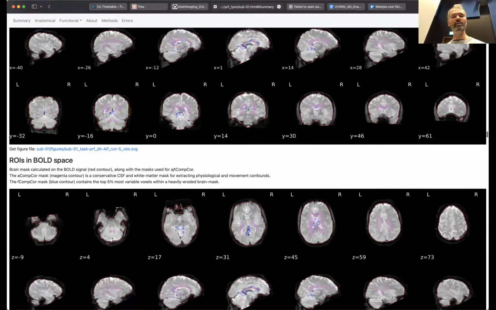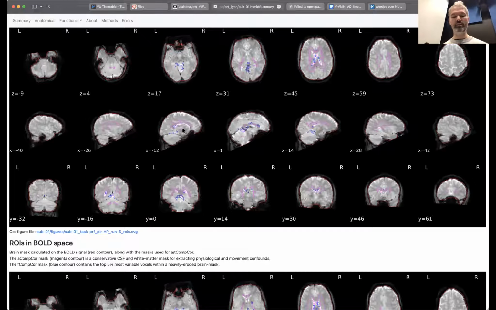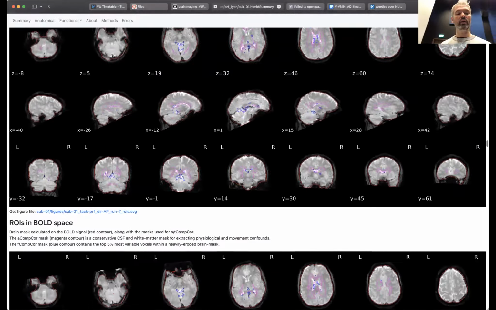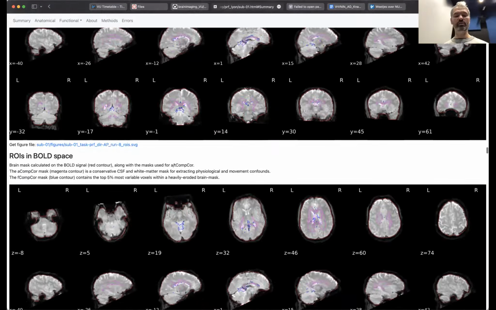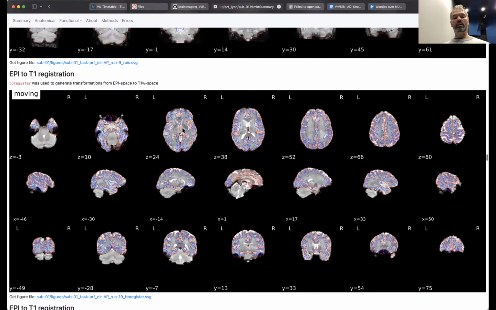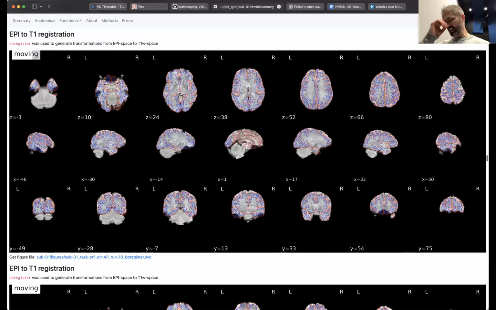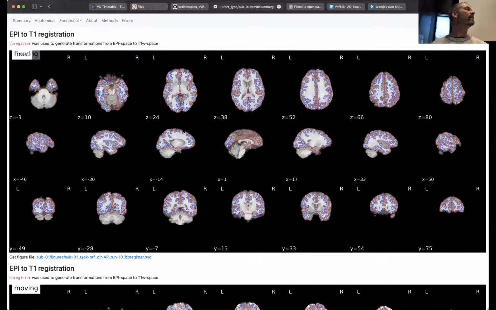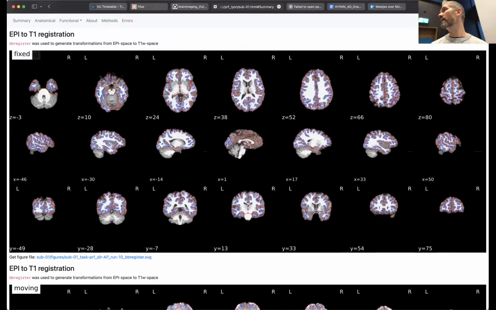Now, all of these are ROIs, that is, regions of interest, right? Like I said, not return on investment. In BOLD space, in the functional space. Then we need to check, are all of these runs co-registered correctly? So we think that we have been able to place the functional data in the correct space, in the anatomical space, but of course we always need to check this for every file.